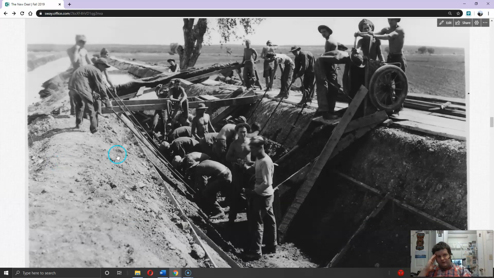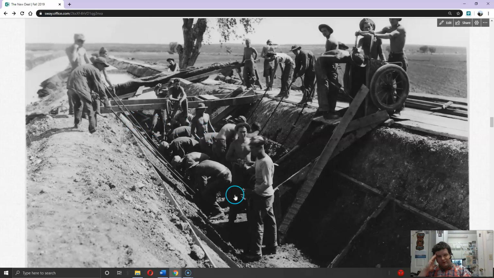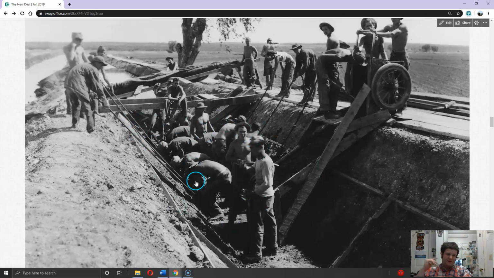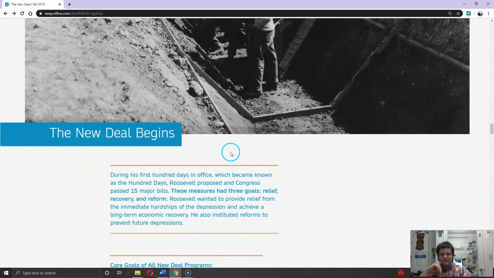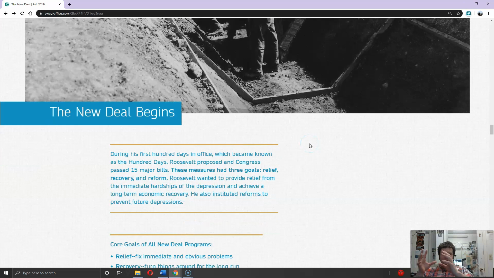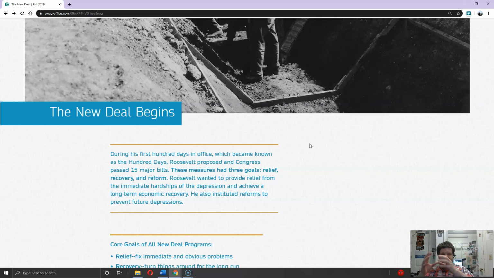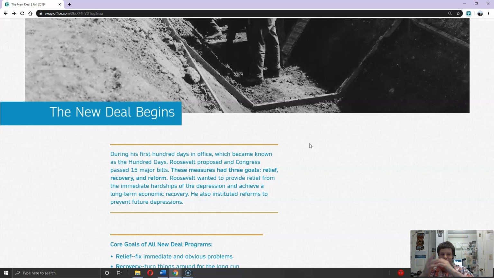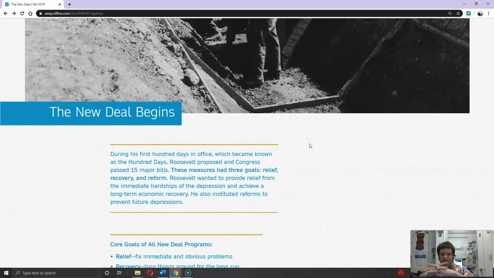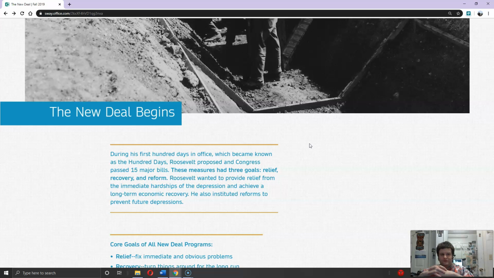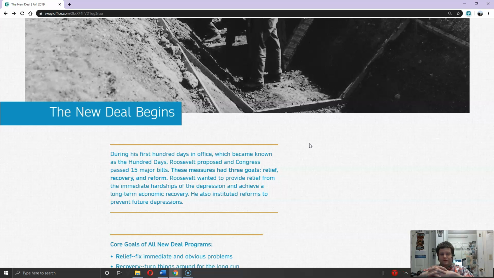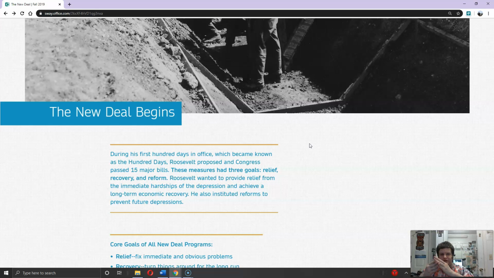So, this is an example of a New Deal program, probably CCC, maybe WPA. I don't remember what the label says. But essentially, once Roosevelt's elected, he has the 100 days. And within the 100 days, he passes 15 major bills. The Democrats control the House, they control the Senate, and with Roosevelt as president, Congress can move with ruthless efficiency, and Roosevelt introduces a ton of new bills to try and mobilize the government to fight the Great Depression.